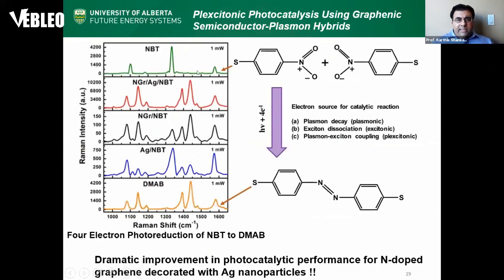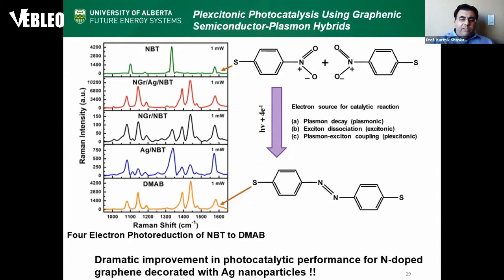And sure enough, these were excellent photocatalysts for the reduction of nitrobenzene thiol to dimercaptoazobenzene, DMAB. This is a 4-electron photoreduction process that is shown here. Light with four electrons changes the nitrobenzene thiol to dimercaptoazobenzene. And what we could see here is that the nitrogen doped graphene coupled with the silver nanoparticles was able to complete the reaction at a laser power of merely 1 milliwatt, whereas for just the nitrogen doped graphene alone or for the silver alone, the reactant peaks were still visible, which means that the reaction had not proceeded to completion. But when you use nitrogen doped graphene coupled with silver nanoparticles, there was a dramatic improvement in photocatalytic performance, and even at 1 milliwatt laser power, this reduction process proceeded to completion.